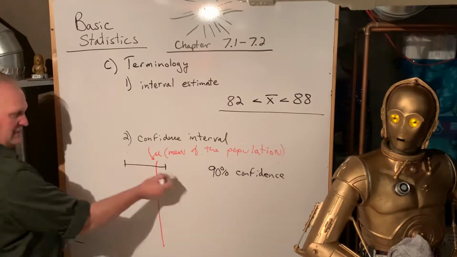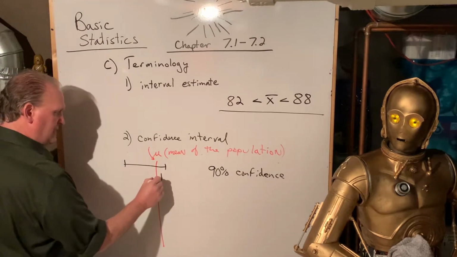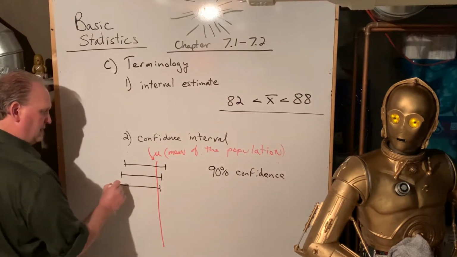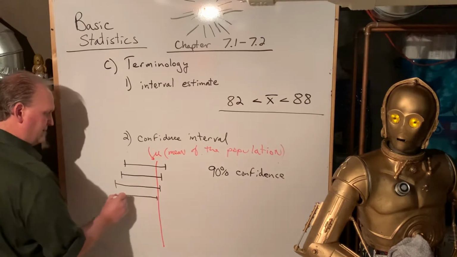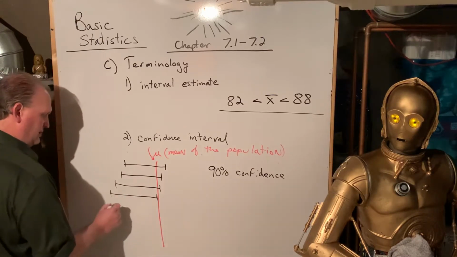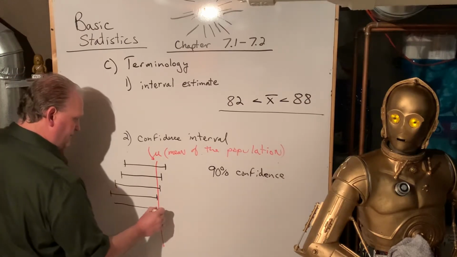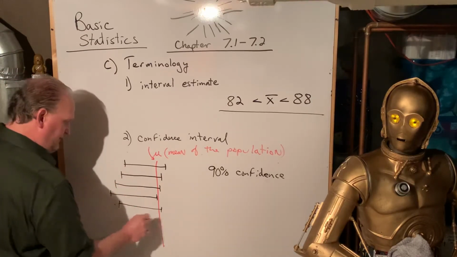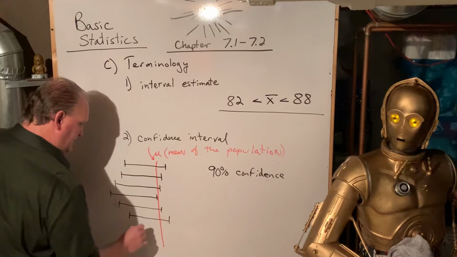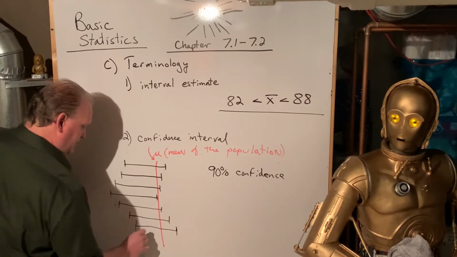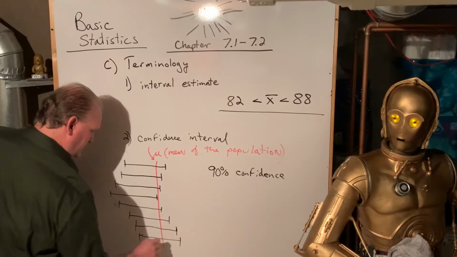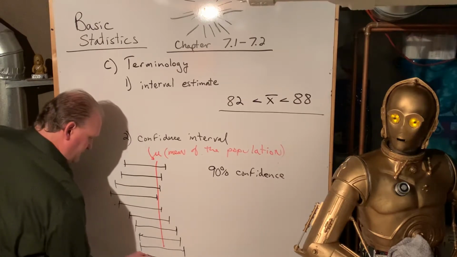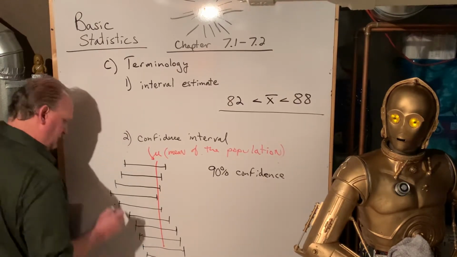let's say the first time I did it, I got that interval. The next time I did it, I got that interval. The next time, that interval. The next time, that interval. Next time, that interval. So 1, 2, 3, 4, 5, 6, 7, 8, 9, 10. All right, lovely.